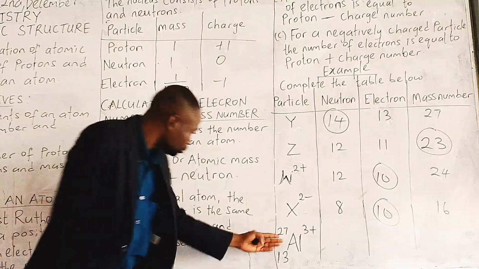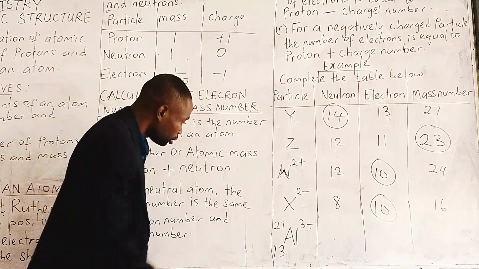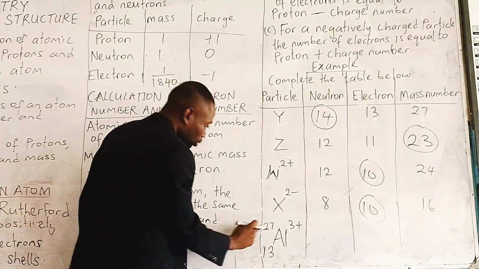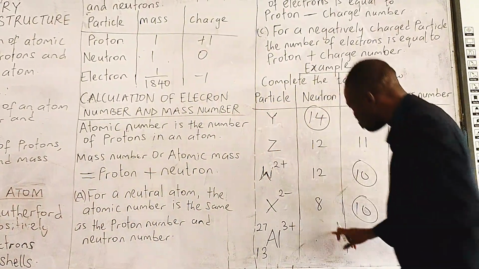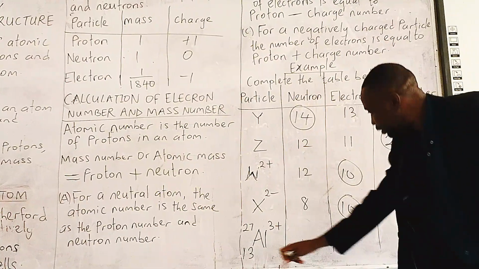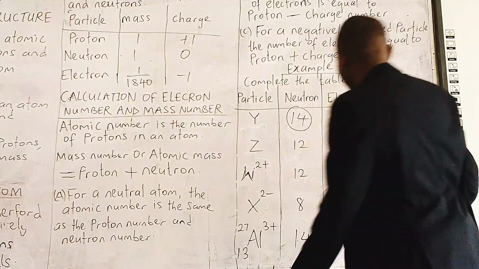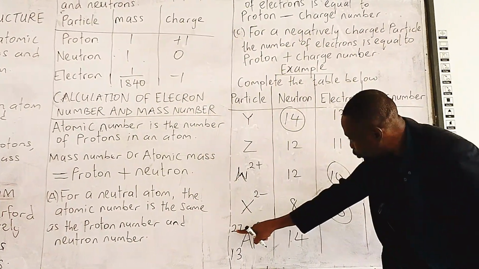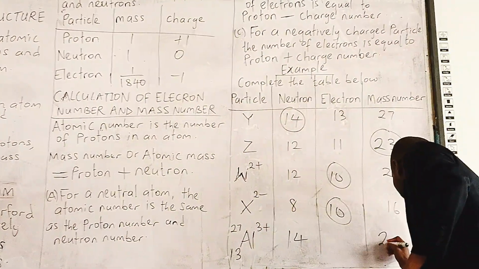Now, for the last question, I have Al3+, 27 and 13. To solve this question, this 13 is my atomic number, 27 is my mass number. So to get the neutron number, it's going to give me mass number minus proton number or atomic number. That gives 27 minus 13, which gives me 14. The mass number is the number that's always at the top of the symbol. So the answer is 27.